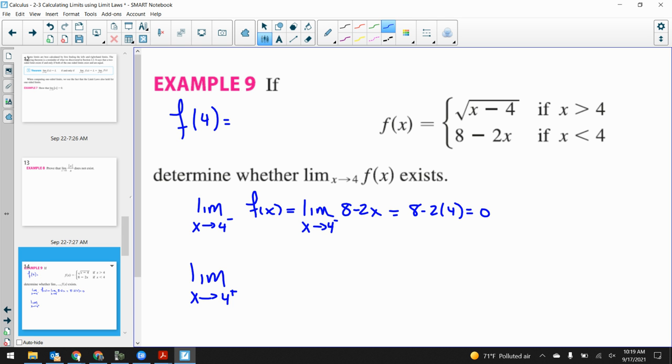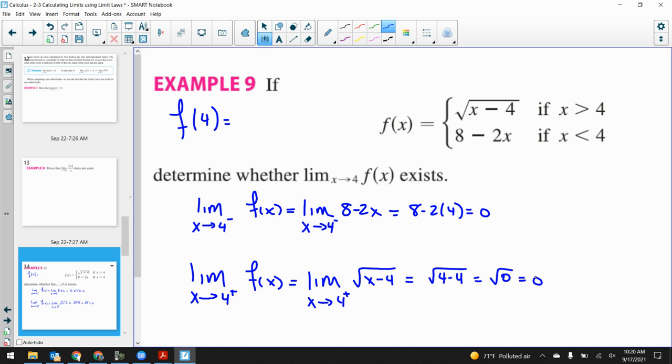If I calculate the limit from the right side and it's not 0, the limit does not exist. So let's see. The limit as x goes to 4 from the positive of f of x. Anything above 4, going down toward 4 from the positive direction, is going to act like the square root of x minus 4. Let's do direct substitution here. We can do direct substitution because it exists, it's not undefined. The square root of 4 minus 4 is the square root of 0, which is 0.